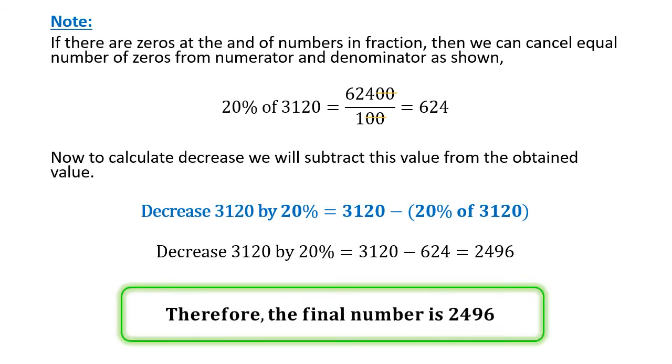If there are zeros at the end of numbers in fraction, then we can cancel equal number of zeros from numerator and denominator as shown. After simplification we have 624, that is 20% of 3120.